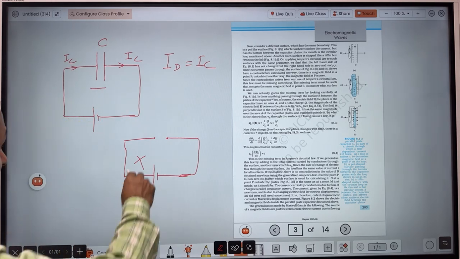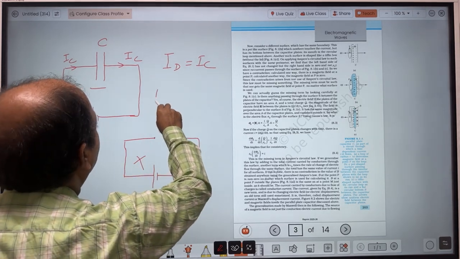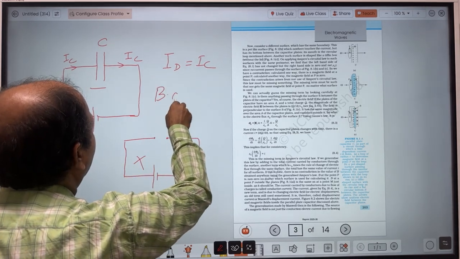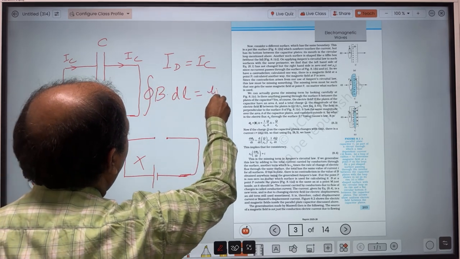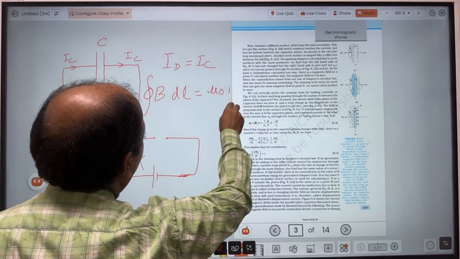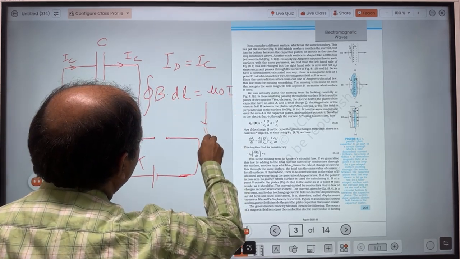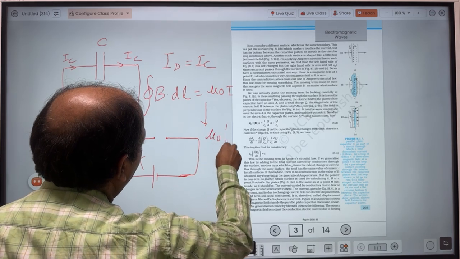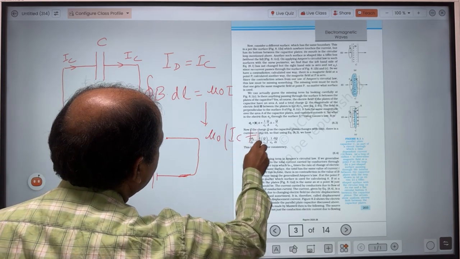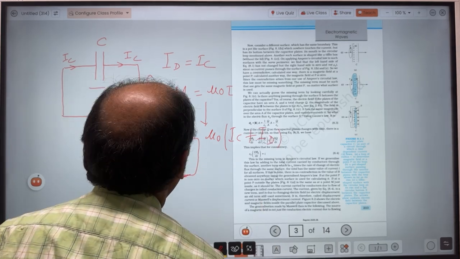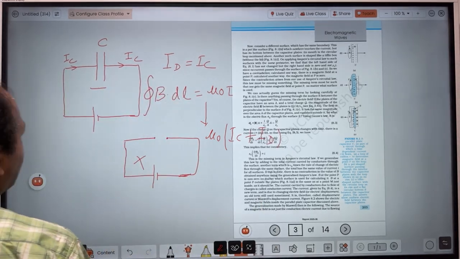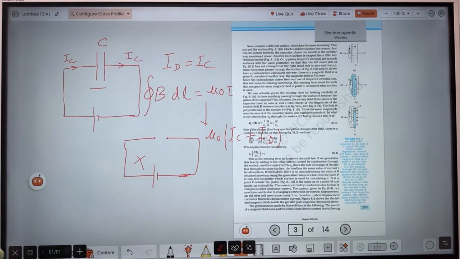So when we write the equation, integration B dot dl, earlier it was mu naught I, but now it will change to mu naught (IC plus ID), right? So this will be the modified Ampere circuital law.